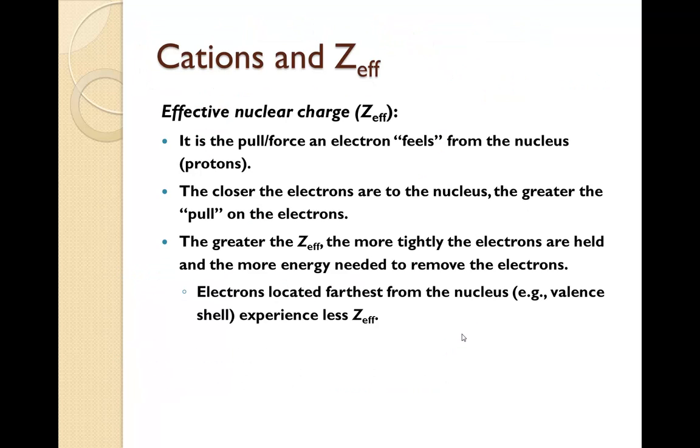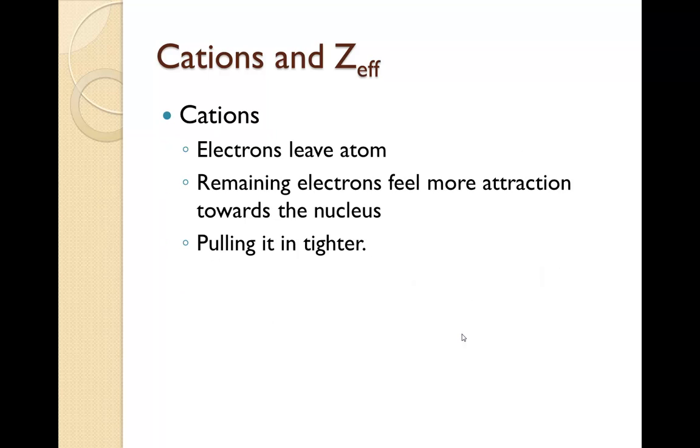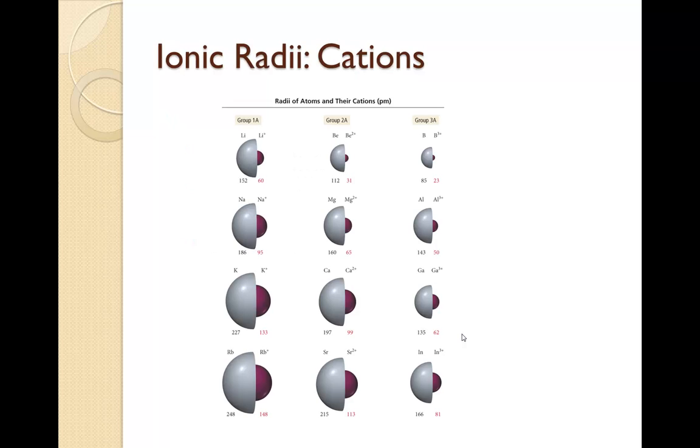Z effective is the pull or the force an electron feels from the nucleus, which is the protons. The closer the electron is to the nucleus, the greater the pull on the electrons. The greater the Z effective, the more tightly the electrons are held and the more energy needed to remove the electrons. Electrons located furthest from the nucleus, or the valence electrons, have the least amount of effective charge. However, once that electron leaves the atom, the remaining electrons feel more attraction towards the nucleus, therefore pulling it even tighter.